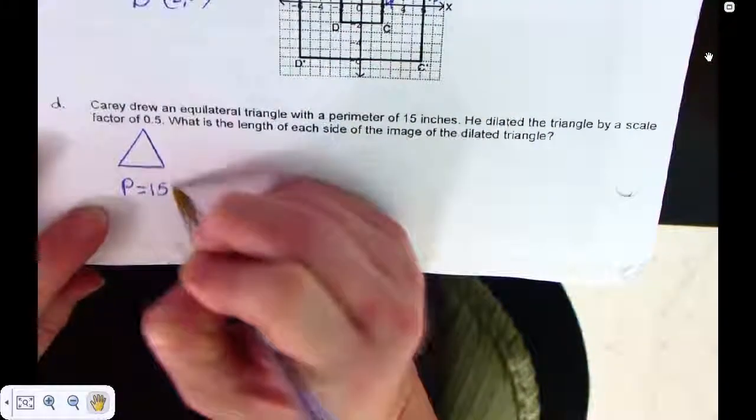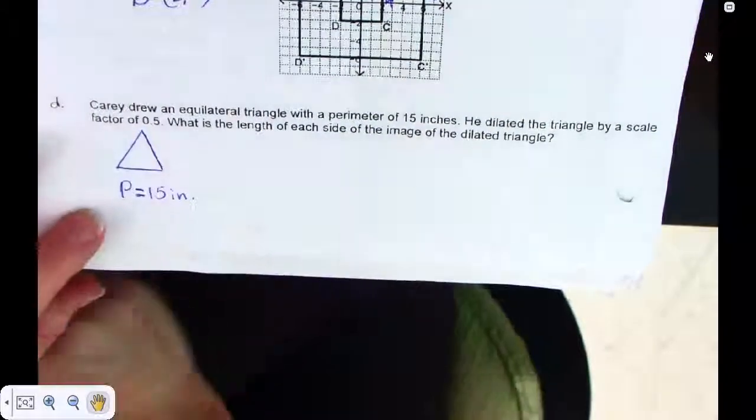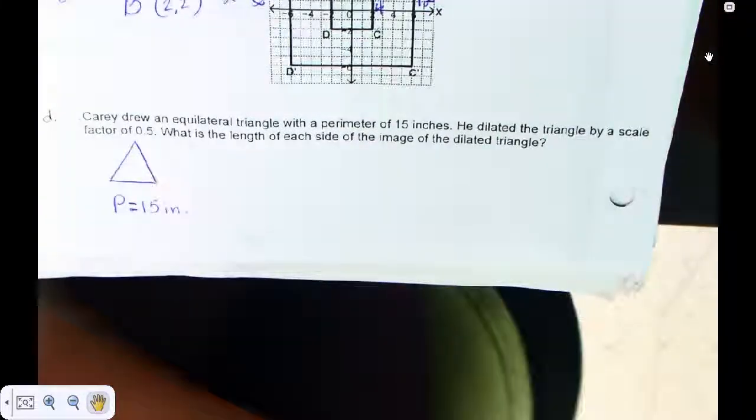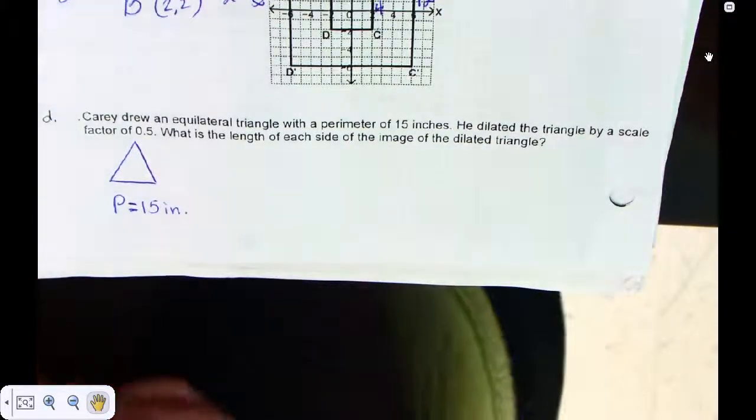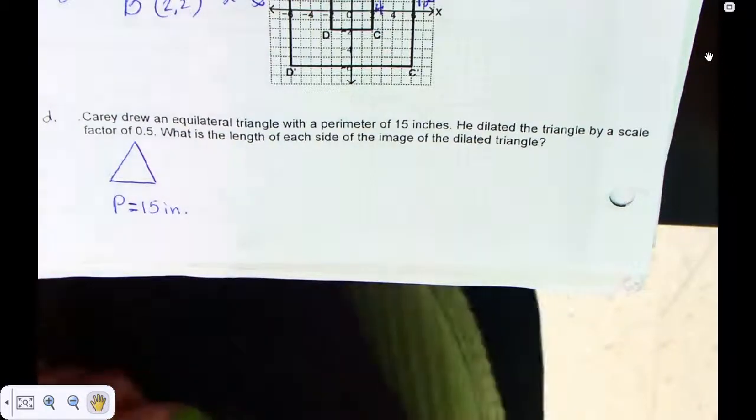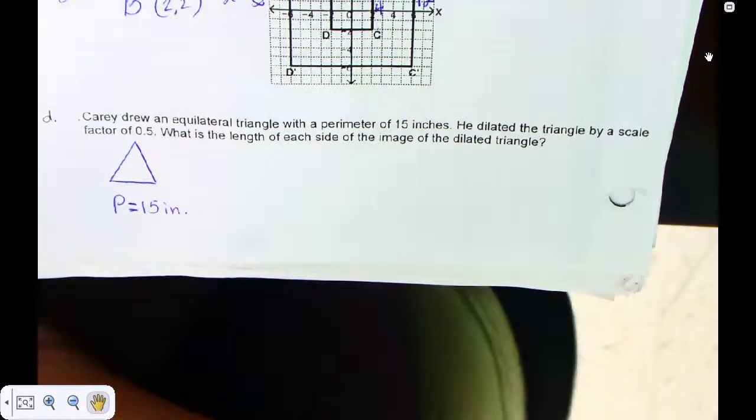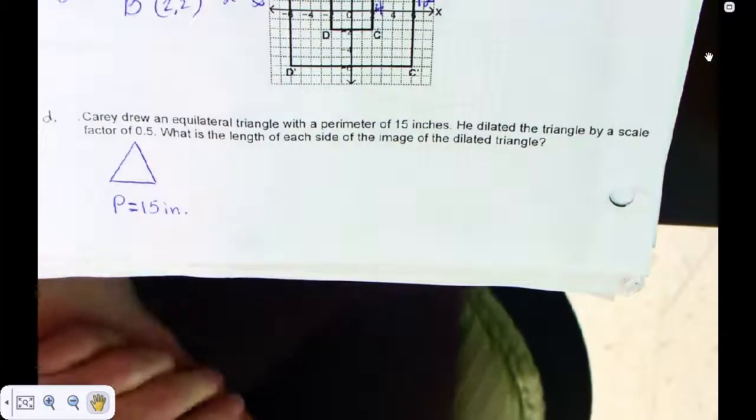What's equilateral mean? All sides equal. Oh, that's the best one I've drawn all day. That looked pretty rough this morning. Okay, equilateral, all sides congruent.